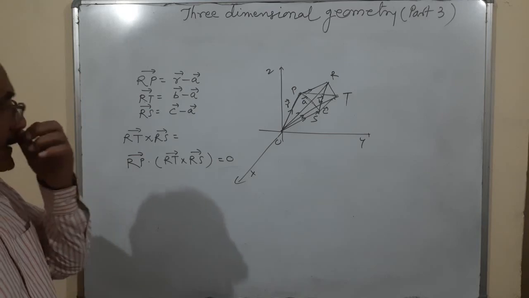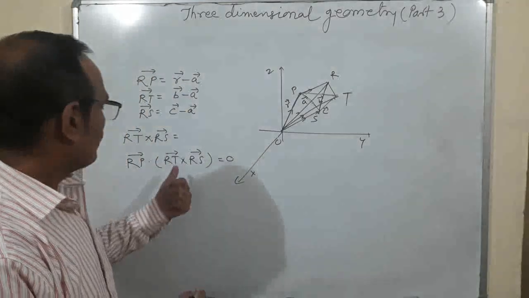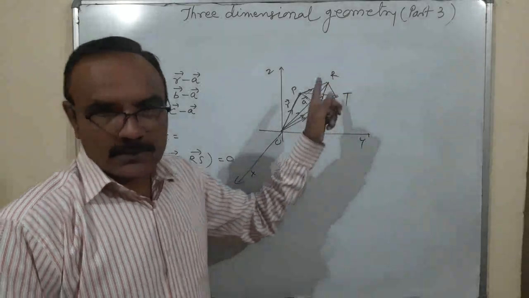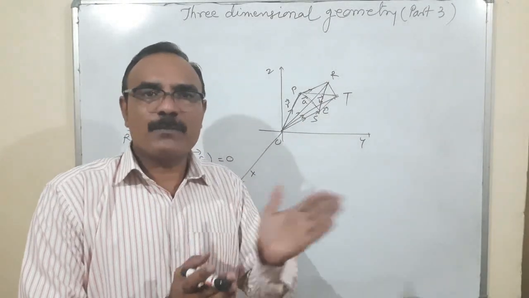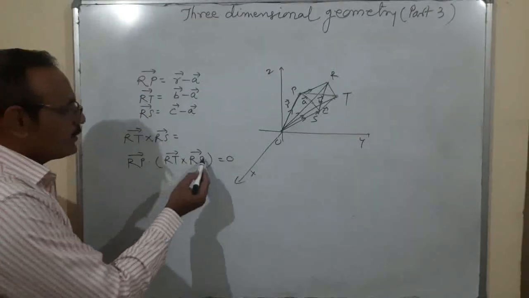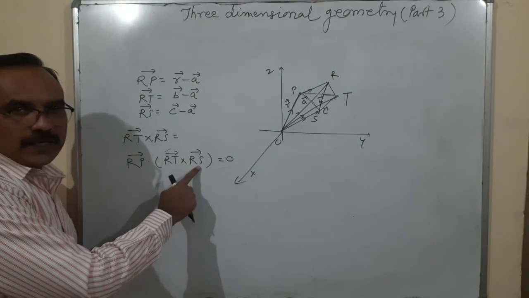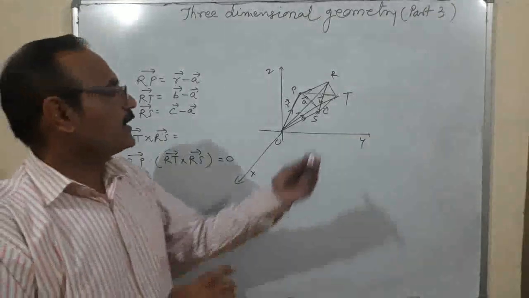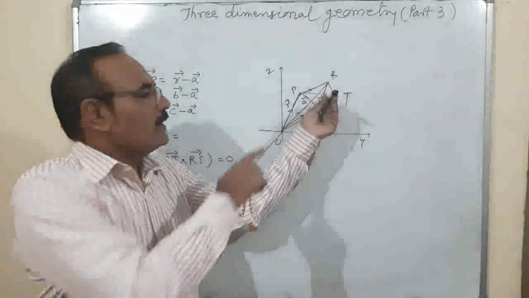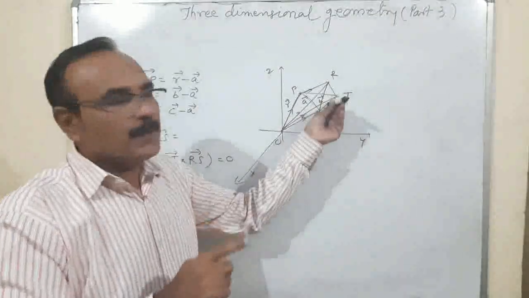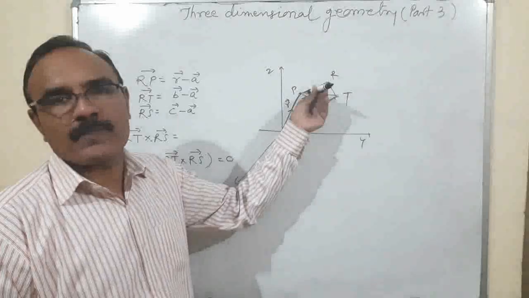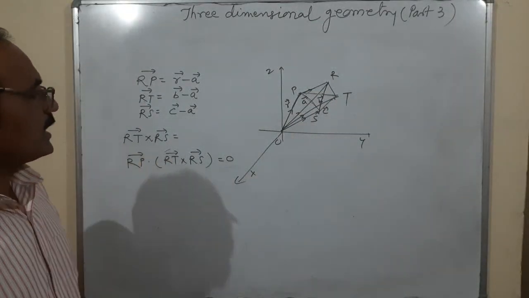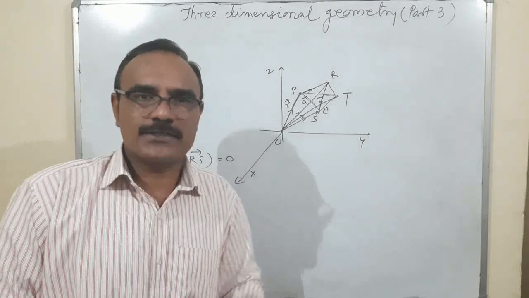Is that okay? This concept is clear? RT cross RS, the cross product of these two vectors, whatever the resultant vector which we are getting is perpendicular to RT as well as RS. So definitely its direction is like that, towards you. And this vector will be perpendicular to PR. So RP dot RT cross RS is equal to 0 because their dot product is 0.